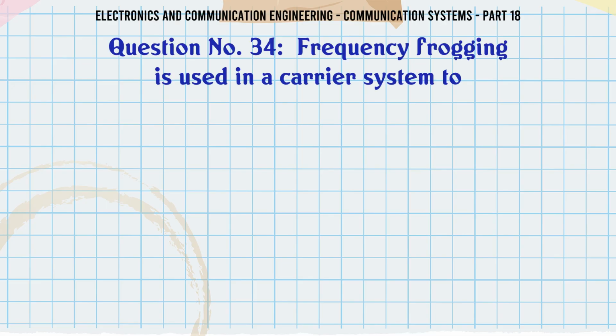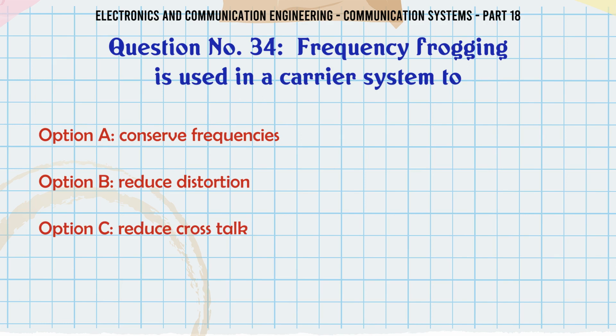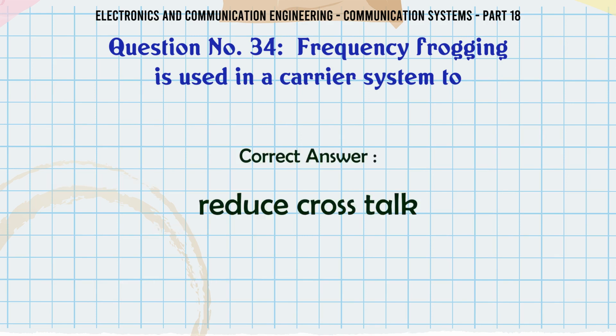Frequency frogging is used in a carrier system to A. conserve frequencies, B. reduce distortion, C. reduce crosstalk, D. none of the above. The correct answer is reduce crosstalk.